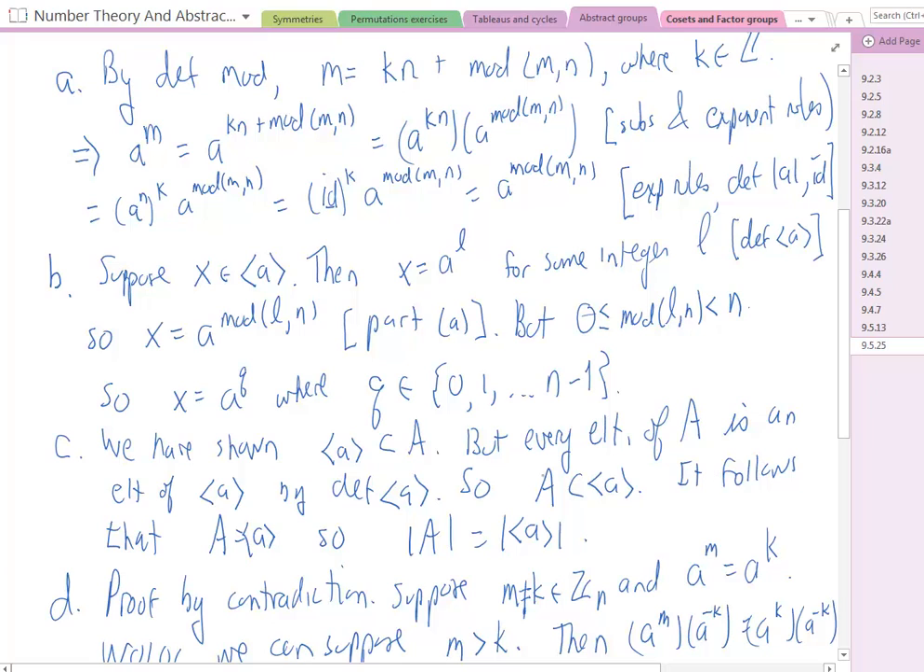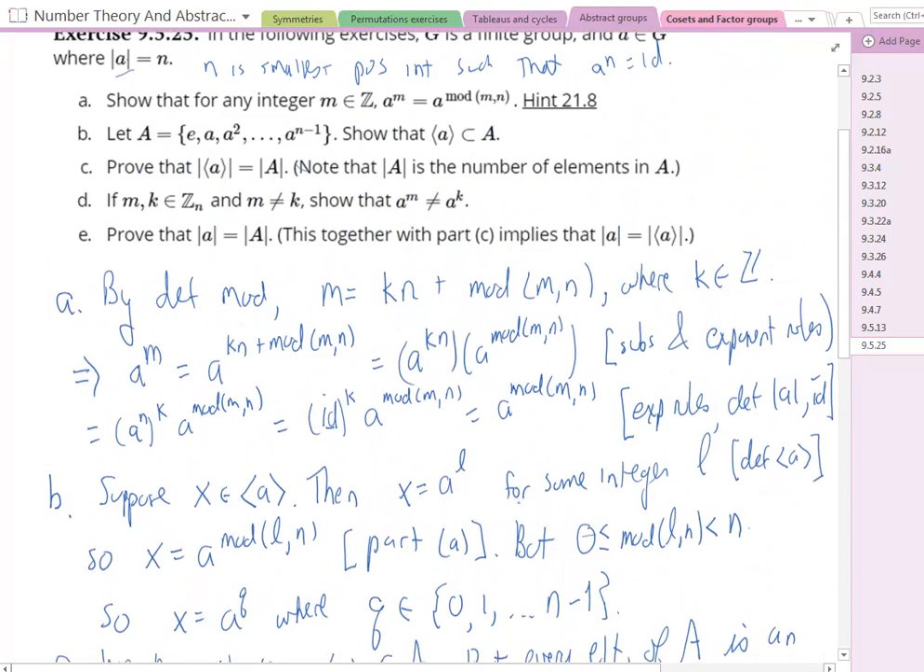And it follows, because we have inclusion both ways, cyclic group contained in big A, big A contained in cyclic group, that big A is equal to the cyclic group, so the order of big A is equal to the order of the cyclic group generated by little a. All right, so let's move on to part D.